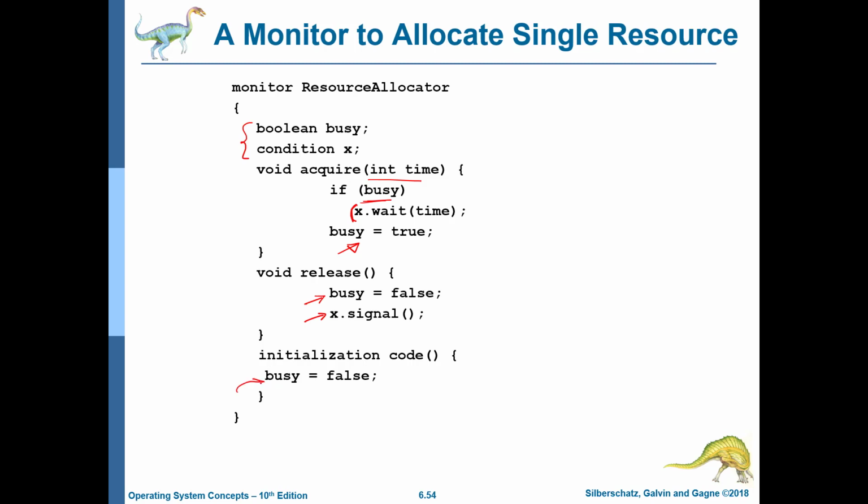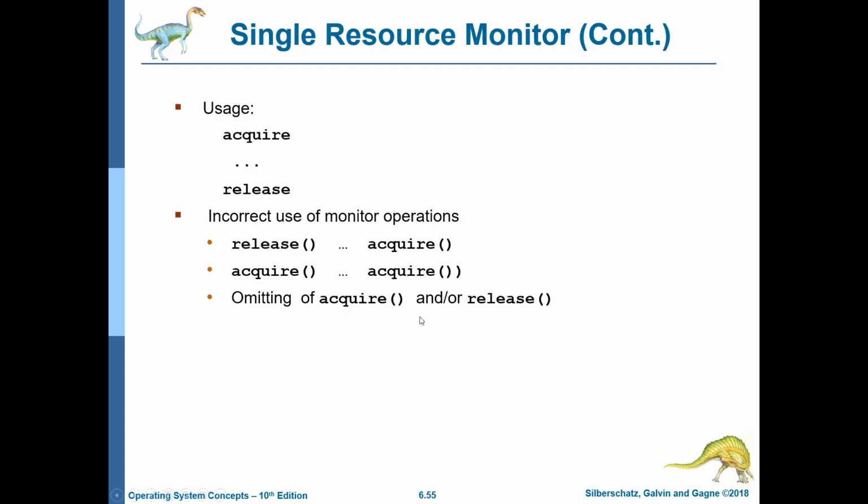And the initialization code is that busy is false. So this gives a nice example of how to use condition variables along with monitors. As you can see, both of them are married pretty well, where we use the condition variable to wait, and this would be an internal wait. And once done, we just signal and we leave.